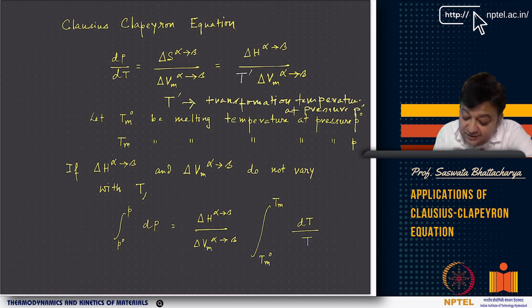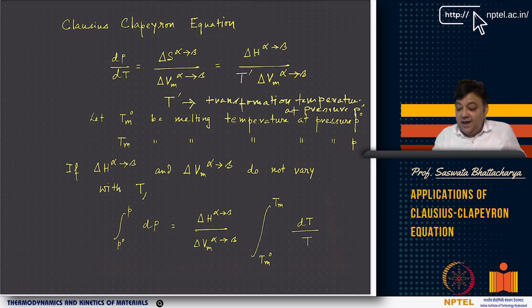And as I told you, delta H alpha beta and delta Vm alpha beta, we assume that they do not vary with pressure or temperature. This is reasonable because both are condensed phases, so there is not much change with pressure. So the PV work is negligible, right? As a result, from this equation, you can write this integral.